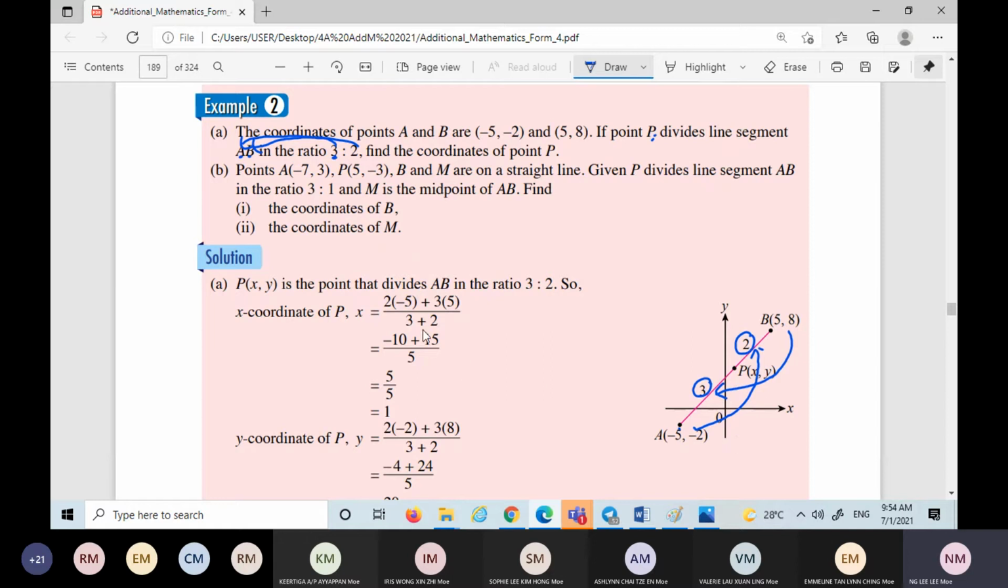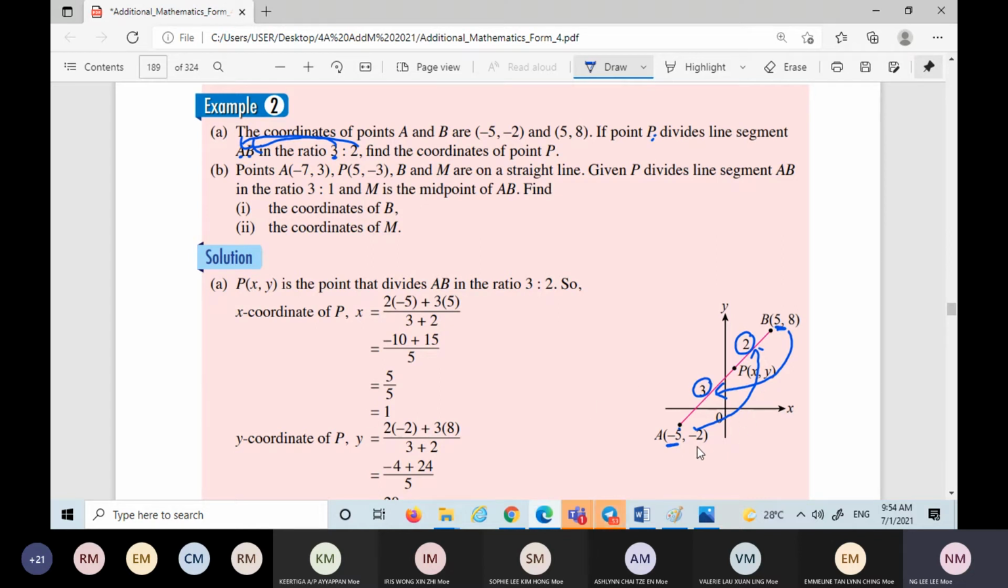You see, the x coordinate for the point P, which is the x here, you get the x coordinates for both the other 2 points A and B. So you get -5 times 2. You see the arrow I put to 2. And then plus 5 times 3. You see, -5 times 2 and then 5 times 3. Add them up, divide by the total ratio, which is 3 plus 2. The total ratio.